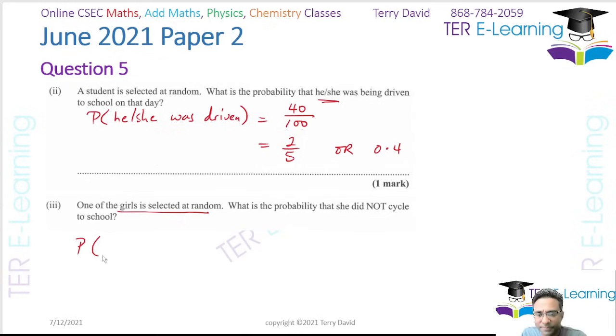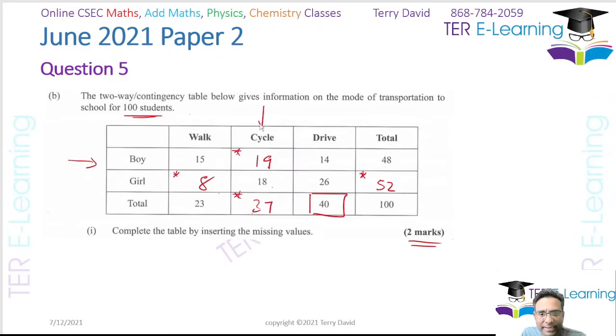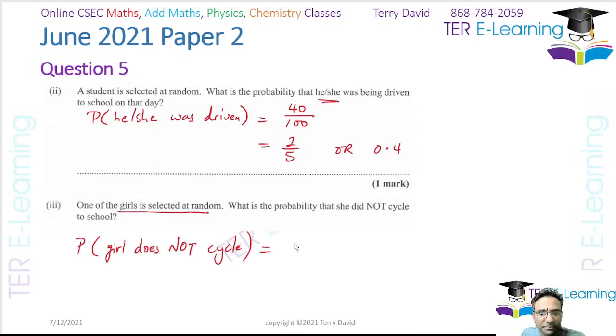So probability that a girl does not cycle. Now she doesn't cycle. If you go to the table here, if you are not cycling, that means you would have walked or you would have driven. Now we're concerned about our girls here. So we're concerned about this here, which means that our total is going to be 52. So in this probability, the bottom part here has to be 52.